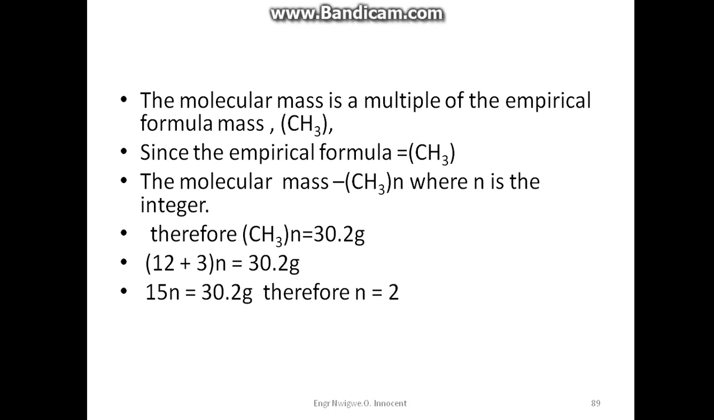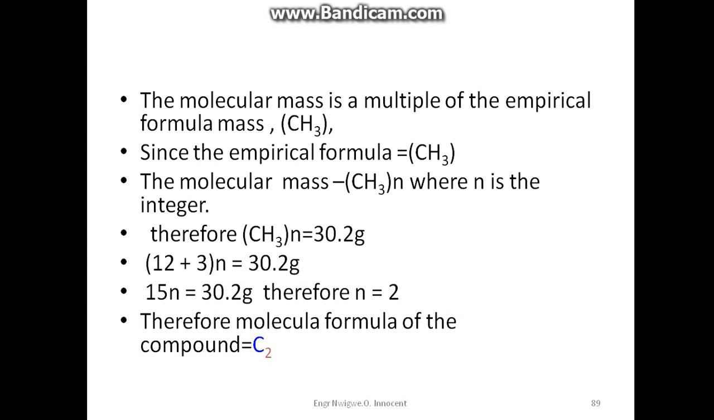Multiplying the N into the empirical formula, we have that the molar mass of the compound is C2H4, which is the answer.